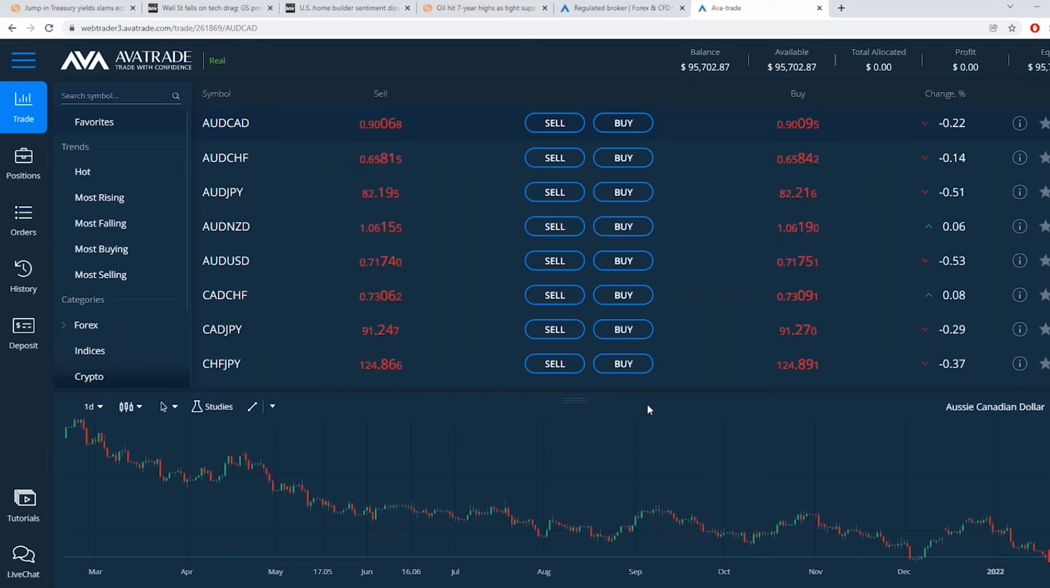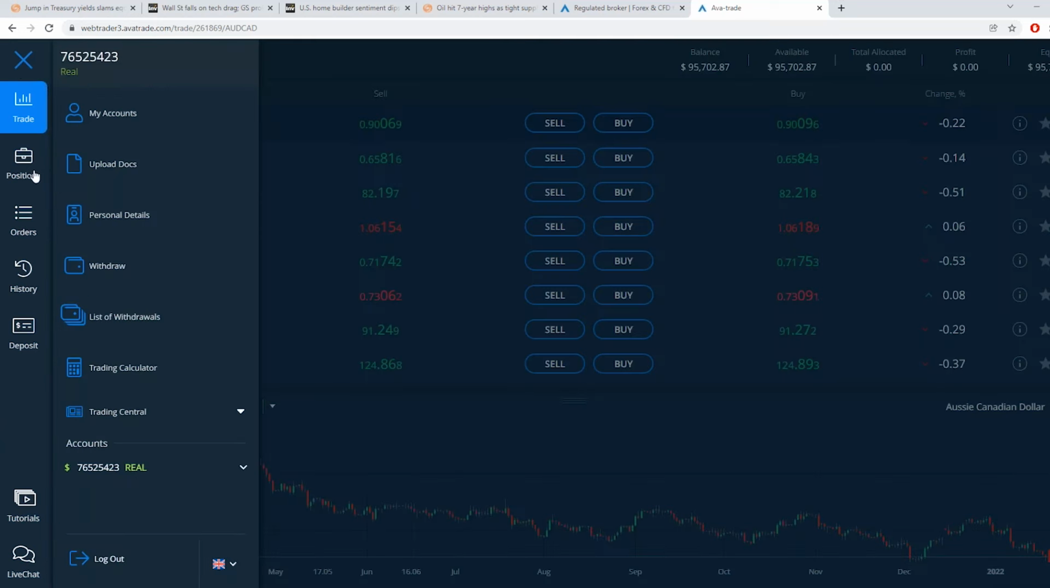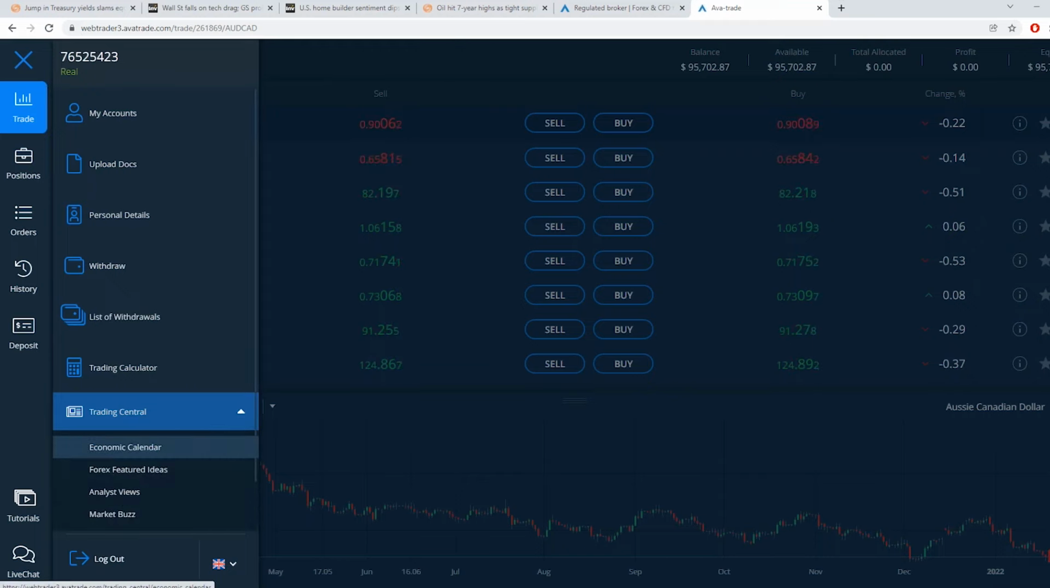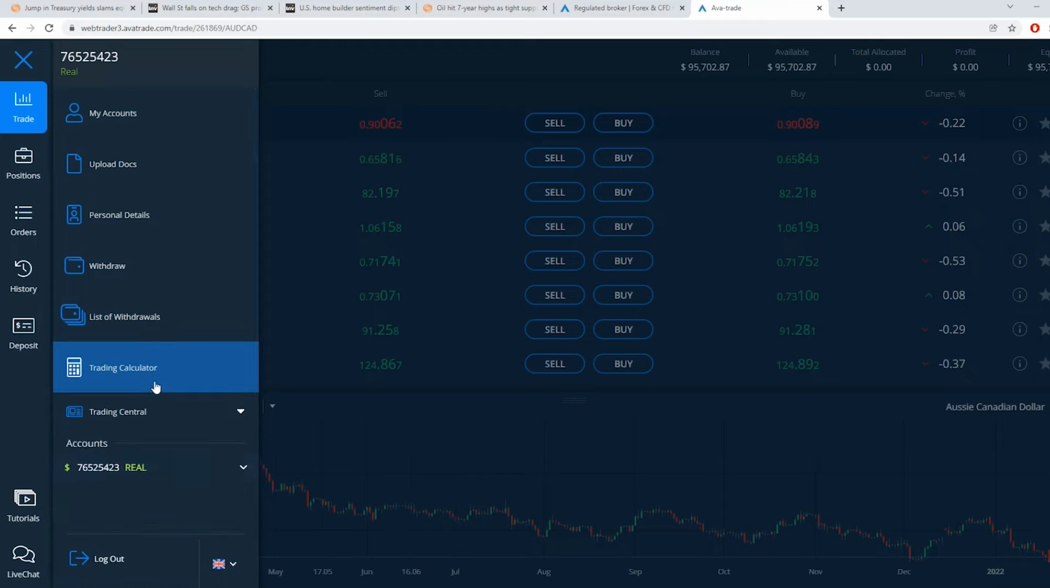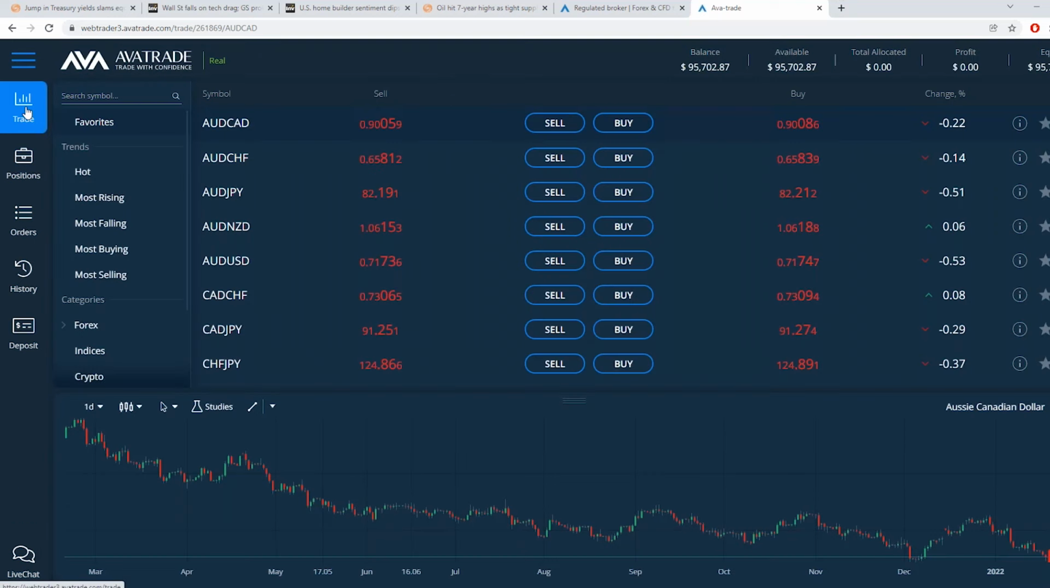The Trading Central features that we just looked at are here. There's the Forex featured ideas, market buzz, analyst views, economic calendar. Those are all there for free on real accounts. And I think they're even available on most demo accounts in most regions.